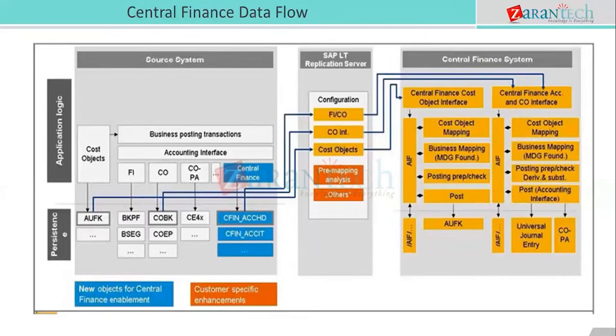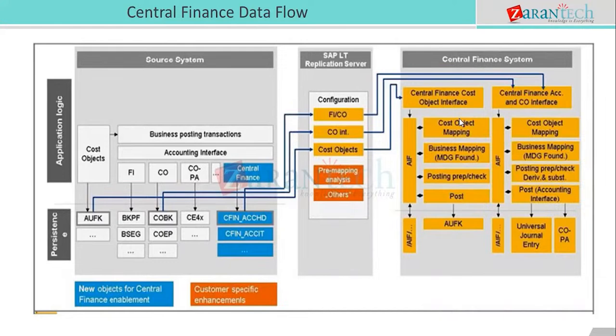And the last interface, which we call replication of CO objects, is for cost objects. The cost objects will take the data from the AUFK. So one is CFIN_ACCHD, that is for the finance and the controlling. The second one is COBK. And the third one is AUFK. So these are the three interfaces. These are the three accounting interfaces for fetching the data from the source system to the target system.